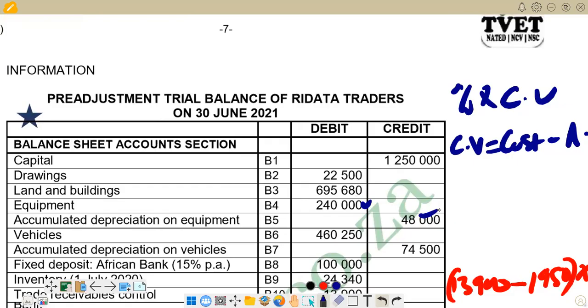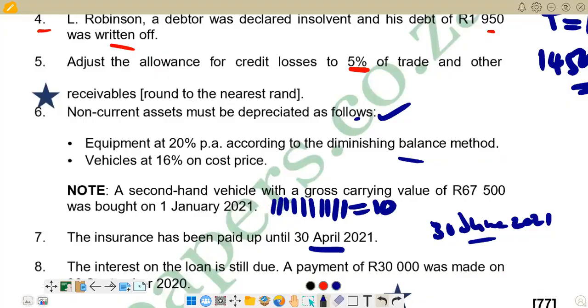So what is going to happen there is that we are just going to say 240,000 minus 48,000. Remember, cost minus accumulated depreciation gets the carrying value. And then the answer that you get, you multiply by the percentage that you are given, which is 20%. If you go to the additional information, the percentage given there is 20%. This is the percentage that we are going to use for equipment.